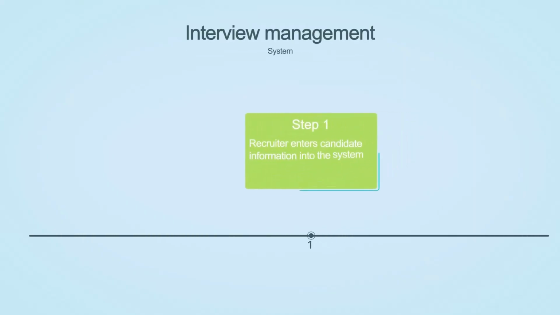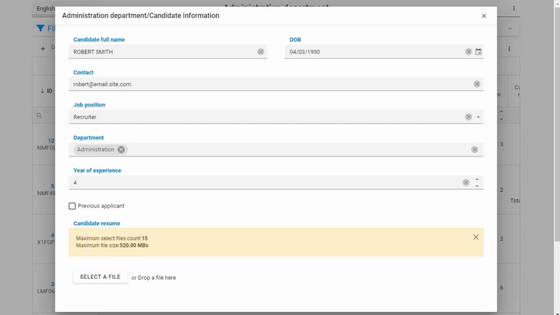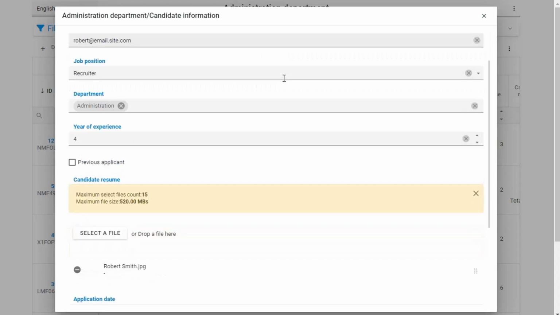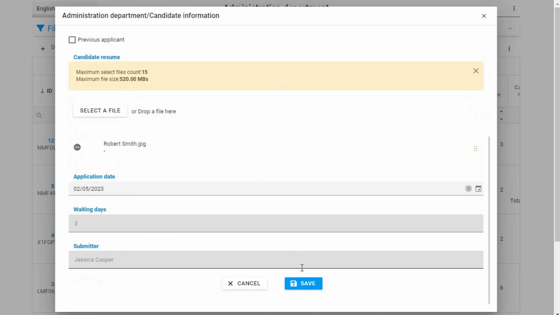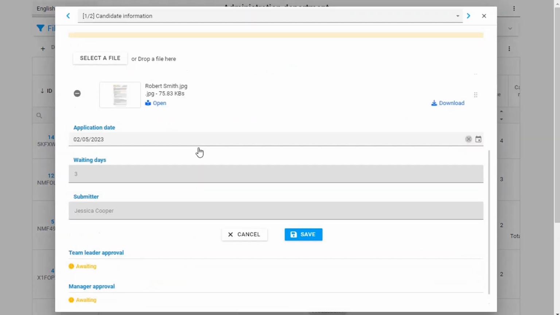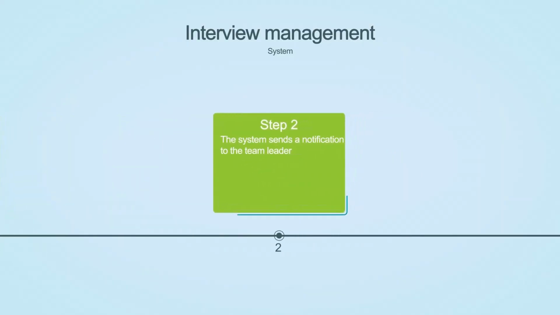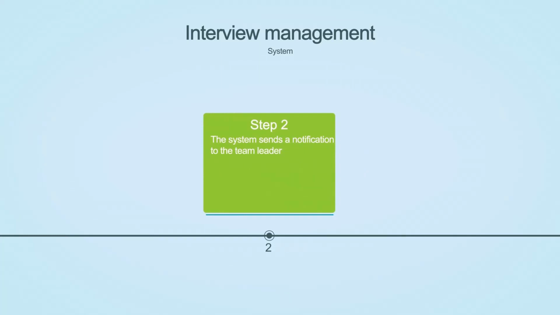Let's review how the interview management system with 2 approval fields operates. Step 1. Recruitment staff enter candidate information into the system. Step 2. The system sends a notification to the team leader to review.